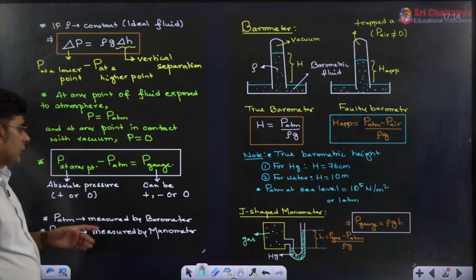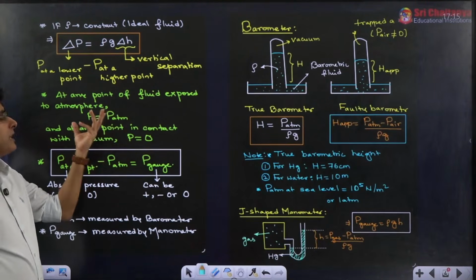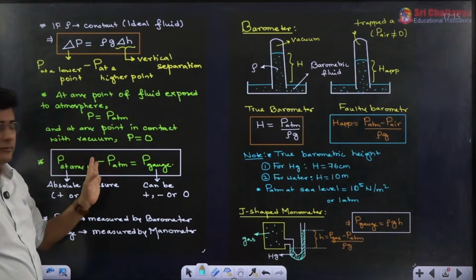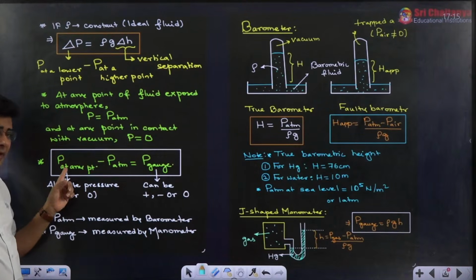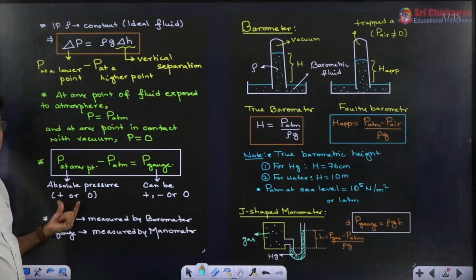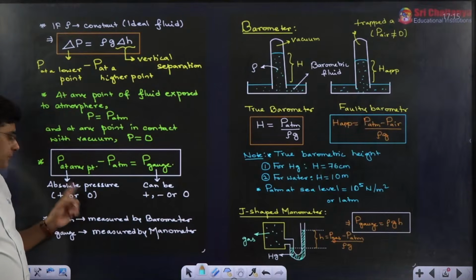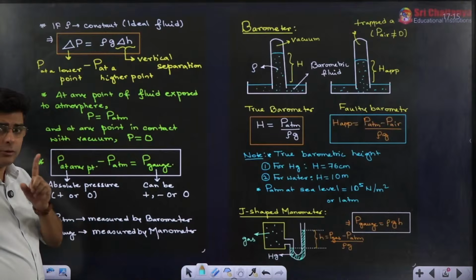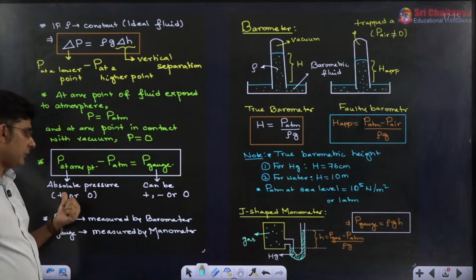Now one very important thing, when I am writing that pressure is P atm or pressure is 0 and so on, that pressure when we find at any point is given a name, we call it absolute pressure. Absolute pressure can either be positive or 0. 0 only in one case, if it is vacuum, otherwise it is always positive.